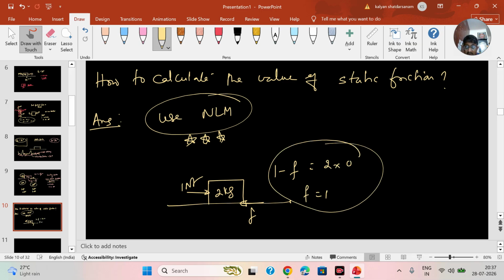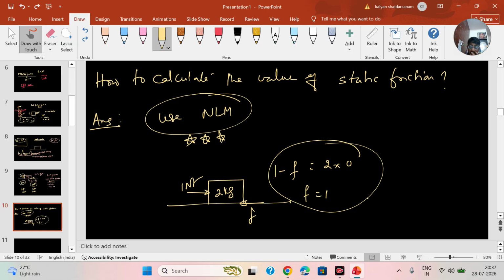You see, I applied Newton's law and I got F as 1. Suppose I increased this force to 2. Block is still not moving. Apply Newton's laws: 2 minus F is 2 into 0. Again, we'll get F as 2. So you are getting the static friction value by applying Newton's second law.